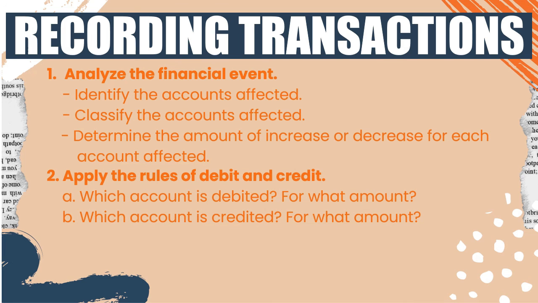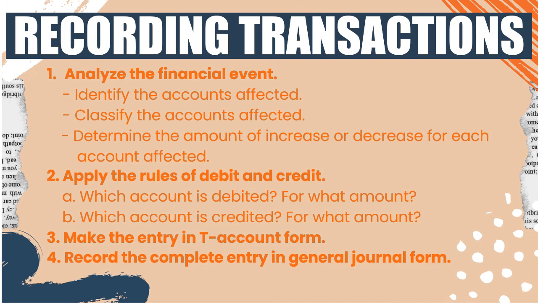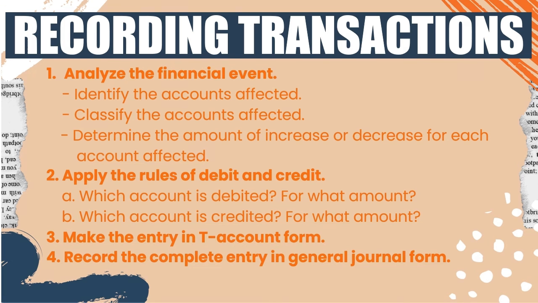Next is apply the rules of debit and credit. So, what is the normal balance of the account to be used? Which account increased or decreased, is the normal balance in the debit or in the credit, for what amount, and which account is credited and for what amount. Number 3, make the entry in T account form. Next is record the complete entry in general journal form.